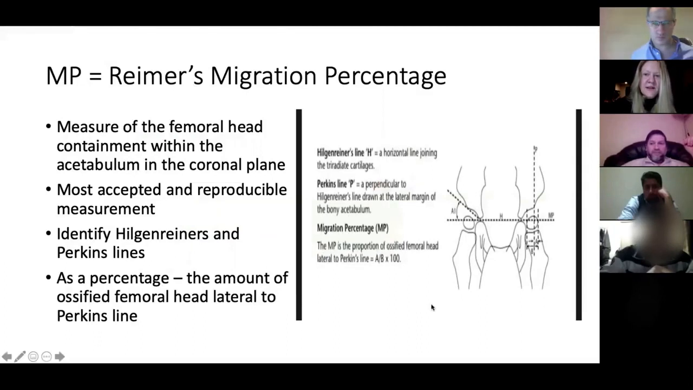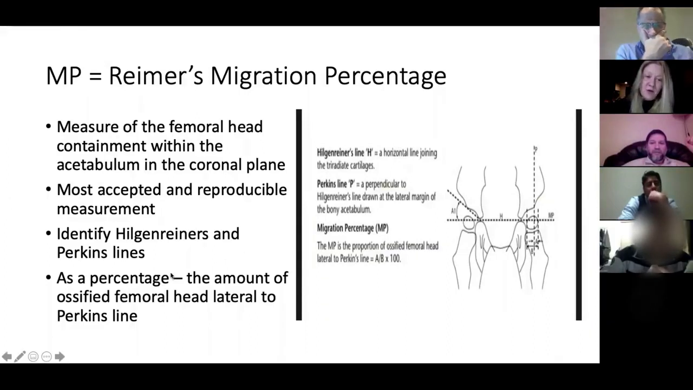So this is the migration percentage, and it's a measure of the femoral head containment within the acetabulum on the coronal plane. And this is why it's important that your X-ray is correct, so you don't get these measurements wrong. The Reimers migration percentage is the most accepted and reproducible measurement, and all the surveillance systems use the migration percentage in determining follow-up and management of cerebral palsy hips.